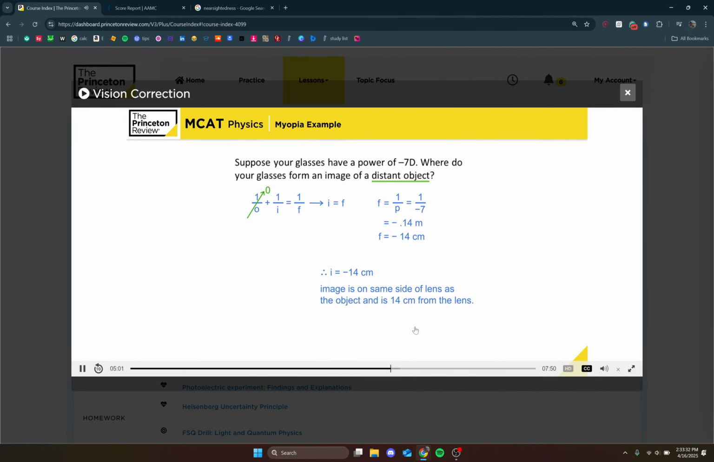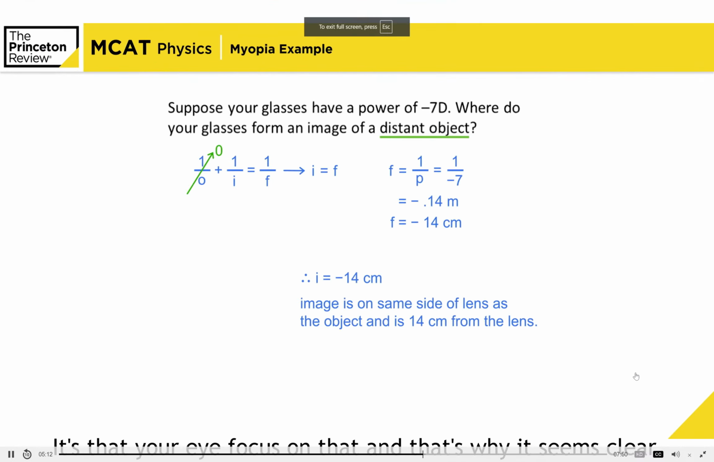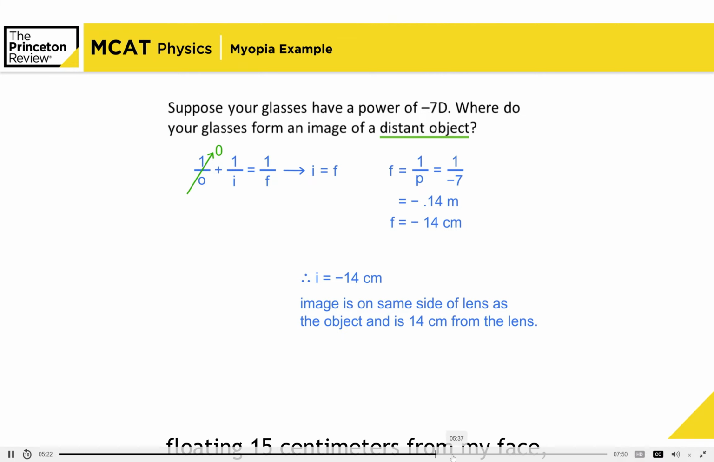It's what you're focusing on. Basically, your eyes are able to focus if you're nearsighted on an image that's that close to your face. You have no problem with near objects. It's distant objects that you have a problem with. It's that your eye focuses on that, and that's why it seems clear. You're also floating 15 centimeters from little buildings right in front of your face, which are the same as big buildings really far away. You use your knowledge of spatial orientation and the actual sizes of things to fix any problem you would have by seeing the image, rather than the actual object.